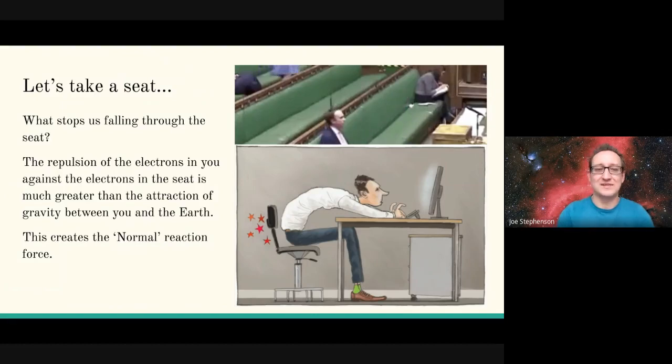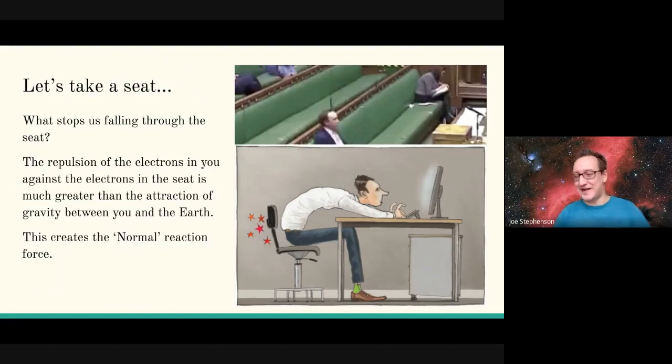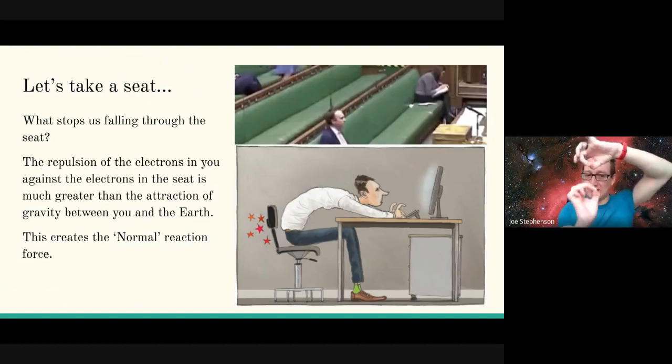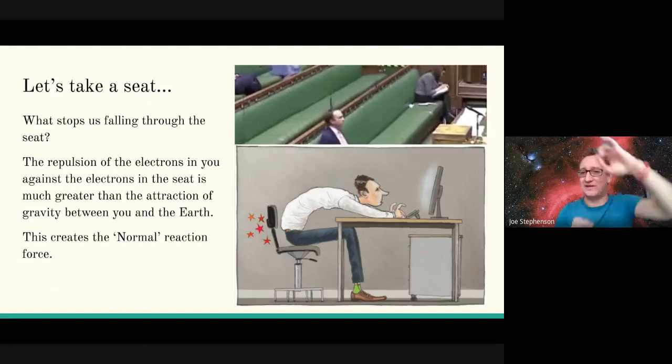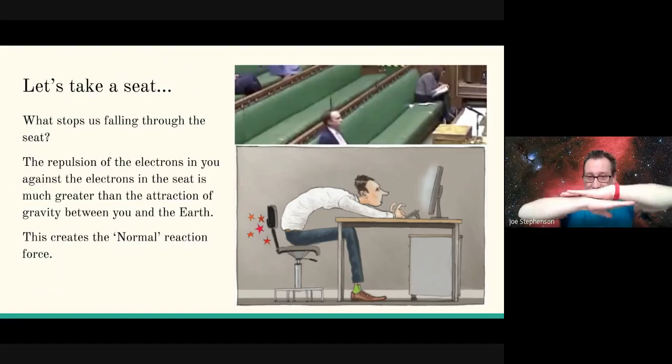Okay, so the atoms in the chair and the atoms in your bottom or your legs, whatever, have electrons going around them, and those electrons have a negative charge. As you bring together a negative and a negative charge, they repel. They push away from each other, and that stops the atoms in one layer spreading and mixing with the atoms in the next layer, and those layers just sit on top of each other.